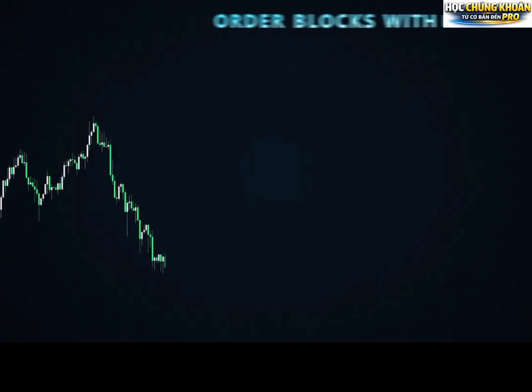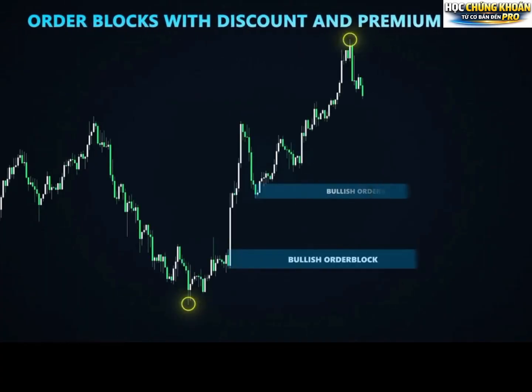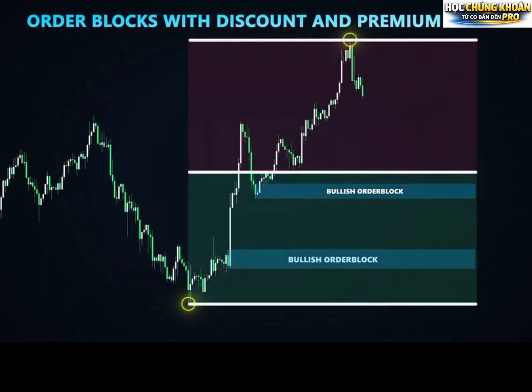Let's sharpen your strategy with a powerful bonus tip, combining order blocks with discount and premium zones for next level precision. Alright, let's break this down on the chart. First, we need to mark our range. We do this by identifying the most recent swing high and swing low. This helps us see where price is considered expensive, in the premium zone, and where it's cheap, in the discount zone.